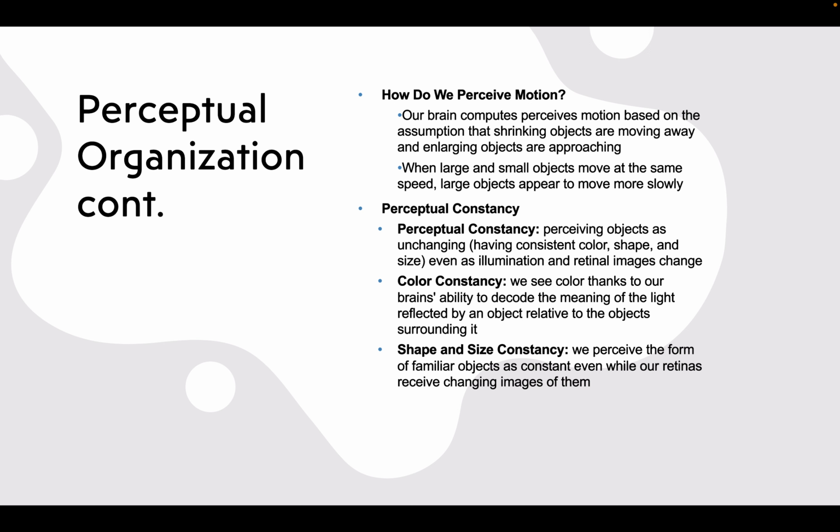Shape and size constancy is how we perceive the form of familiar objects as constant even while our retinas receive changing images of them. If you think of a door opening, if we see a door once, we know it's going to be a rectangle and it's going to be the same size every time we see it. And so even though the way we are viewing it might change depending on if it's open, ajar, or closed, we know that it's the same size and shape, despite it hitting our retina differently.